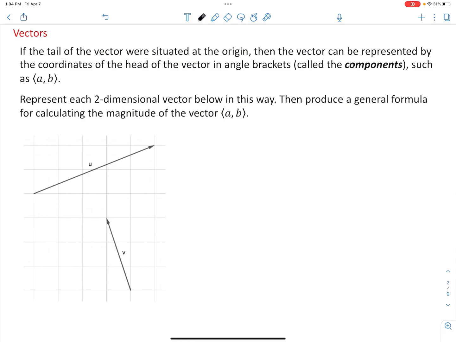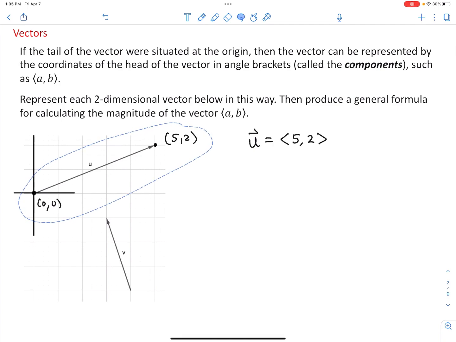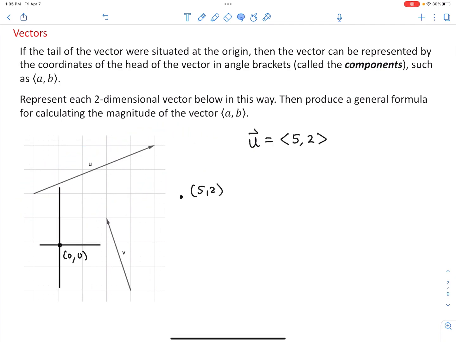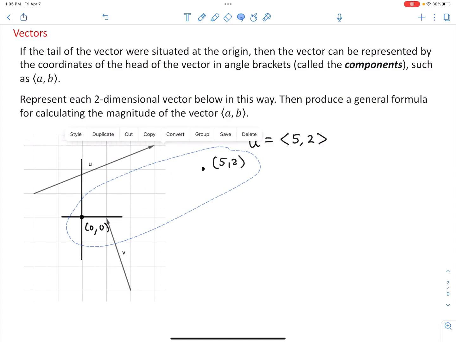But if we were to make some axes and make it so that the tail of vector u is at the origin, then where would the head of the vector be? Well, from the origin, we go right 5 and we go up 2. So this point would be the point 5, 2. And so we can say that one way to represent the vector u is to say that it has components 5 and 2, and we put them in these angle brackets. Now, it doesn't really matter. We would still say that that vector has components 5, 2, even if it originated somewhere other than the origin.